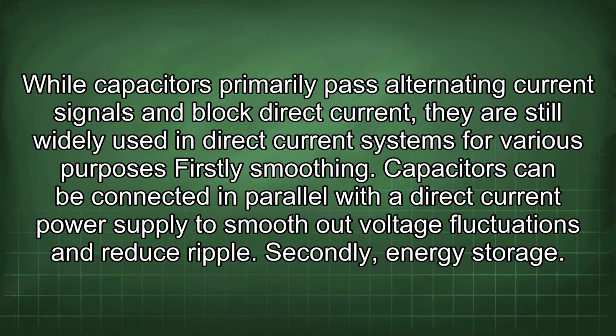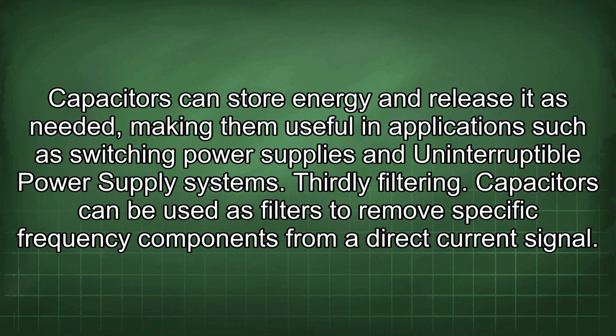While capacitors primarily pass alternating current signals and block direct current, they are still widely used in direct current systems for various purposes. Firstly, smoothing. Capacitors can be connected in parallel with a direct current power supply to smooth out voltage fluctuations and reduce ripple. Secondly, energy storage. Capacitors can store energy and release it as needed, making them useful in applications such as switching power supplies and uninterruptible power supply systems.